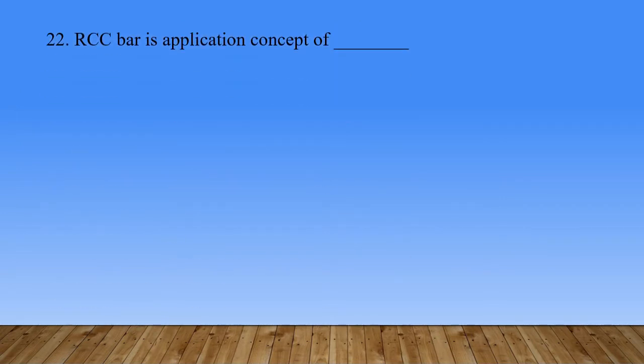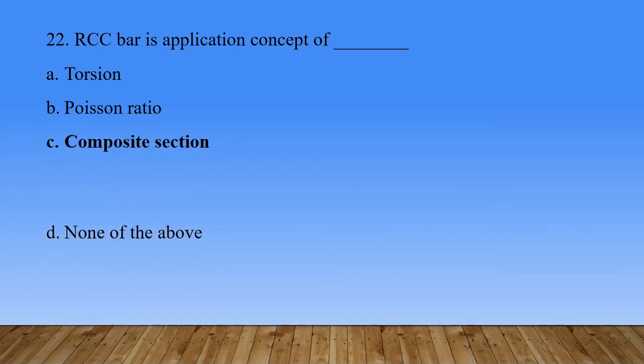Question number 22. RCC bar is an application of the concept of: Option A, torsion. Option B, Poisson's ratio. Option C, composite section. Option D, none of the above. The correct answer is option C, that is composite section.